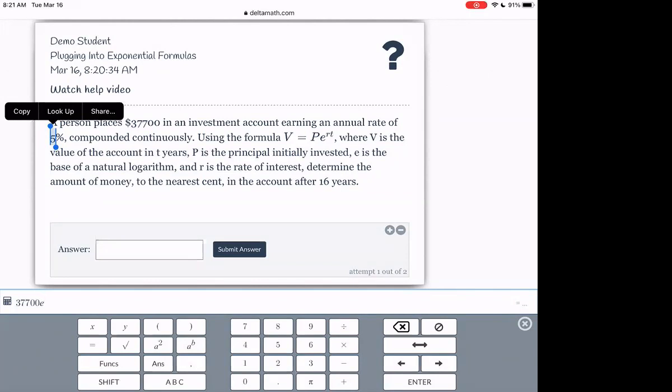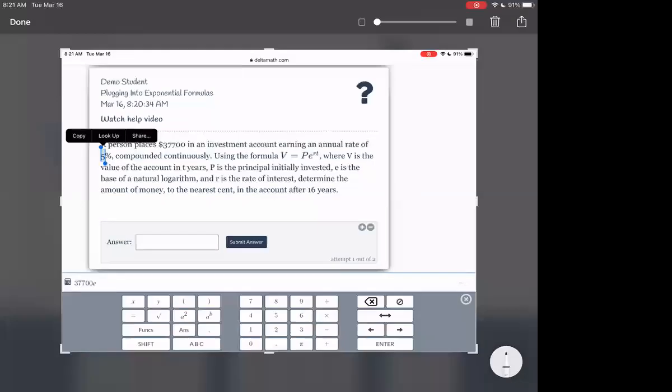Actually, I need to screenshot this one. I forgot, I do need it right here. So right now it's 5%, right? There's a decimal right over here. You're going to move it 1, 2 to the left. So this becomes 0.05. So this is our R. And then finally for our T, I'm just going to put 16 years because that's how many years they want us to wait. So in the calculator, I'm just going to type 0.05 times 16.